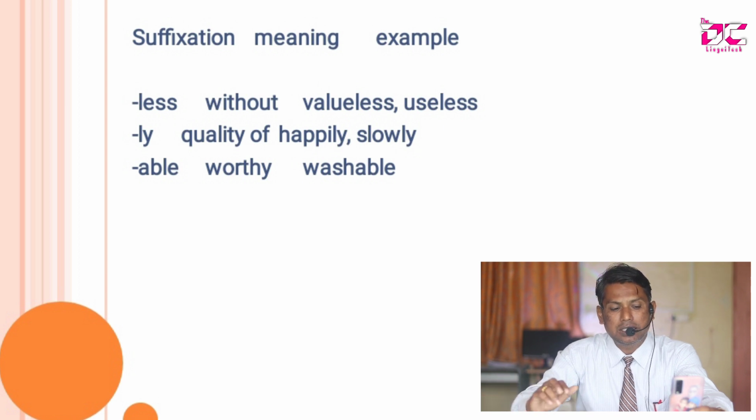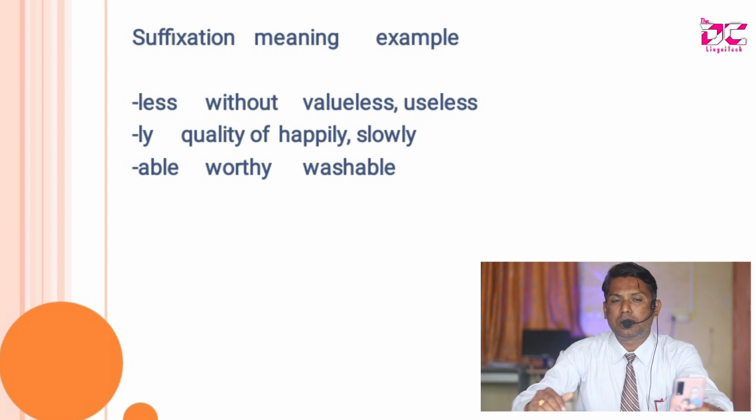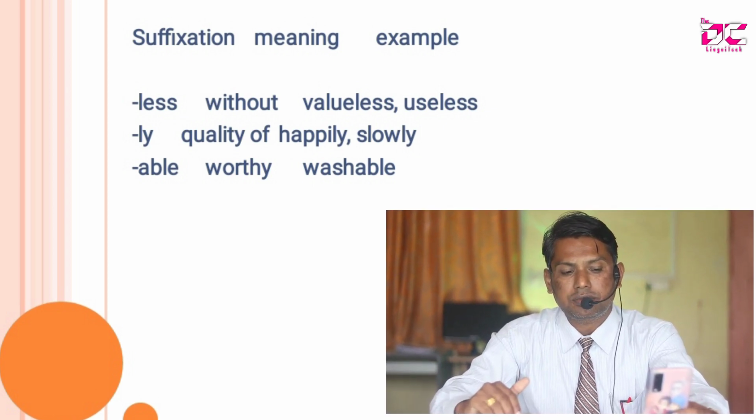So we have some more suffixations like ly. Again it shows the quality, happily, slowly, merrily. Then we have some more like able. Able is worthy. For example, washable, readable. Then we have another word formation process called compounding. Now what is compounding? Compounding is a combination of two nouns, can be noun and verb, can be noun and adjective, but it is the combination of two or more words to form another word.